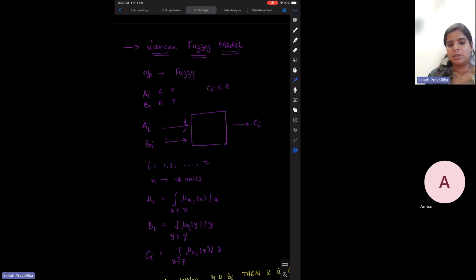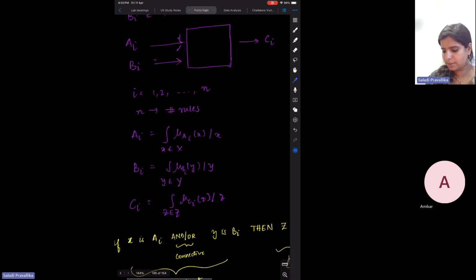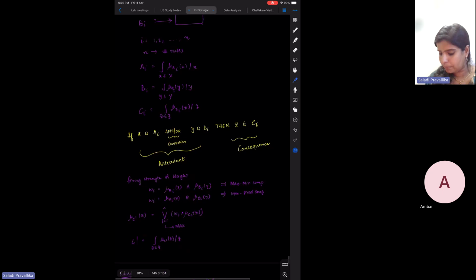This i here goes from 1 to n. However many rules you have, you will need that many inputs from A, that many inputs from B, and finally you will get that many outputs. Representation-wise, Ai is given as the integral of mu Ai of x over a given value of x, and the same for Bi and Ci, with y and z respectively.